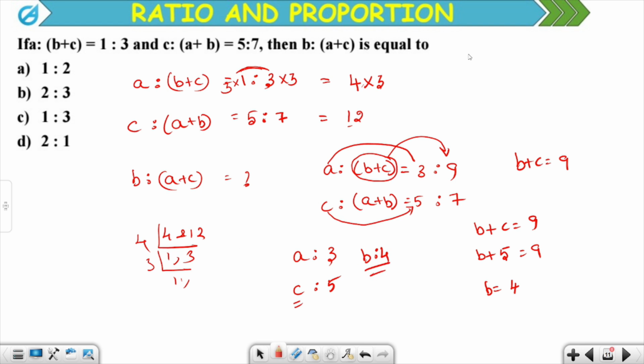Now what we need to find? We need to find B is to A plus C. What is the value of B? 4. What is the value of A plus C? So 3 plus 5 is nothing but 8. So if I cancel, what will be the ratio? The ratio will be 1 is to 2. Okay, next.